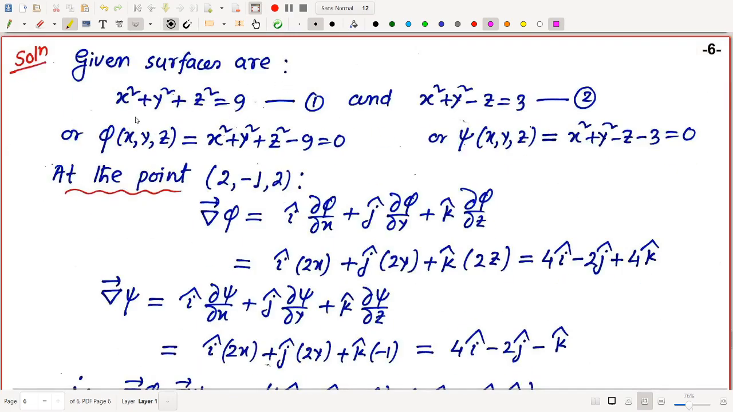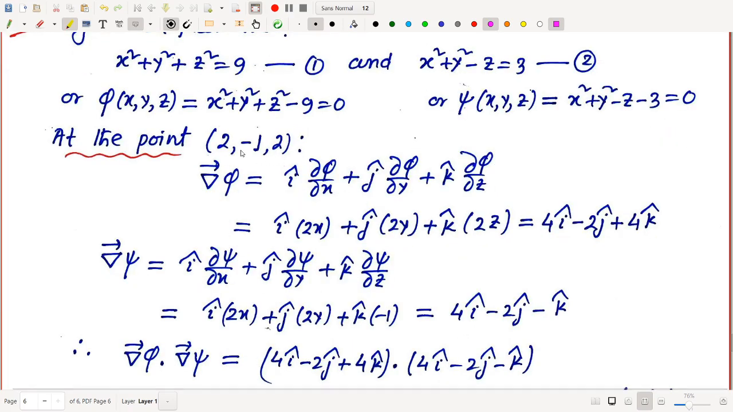Given surfaces are, first one is x square plus y square plus z square equal to 9. Let us name it phi(x,y,z). So we can write phi(x,y,z) equal to x square plus y square plus z square minus 9 equal to 0, changing 9 to the left side. So phi(x,y,z) equal to 0 is the surface. And second one, let us write psi(x,y,z) equal to x square plus y square minus z minus 3, that will be 0. So phi and psi are these two surfaces. Now at this common point (2, -1, 2), let us find grad phi and grad psi first.